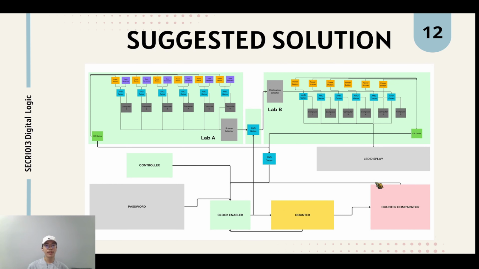Lastly, let me give you the details regarding the counter comparator. So the counter comparator is used to set the maximum packet of data that is going to be transmitted from lab A to lab B. It includes a comparator component to compare the amount of data sent and the maximum data that is able to be transmitted. Once the total amount of data is at the maximum, the counter that is connected to it will stop and no data will continue to be transmitted.